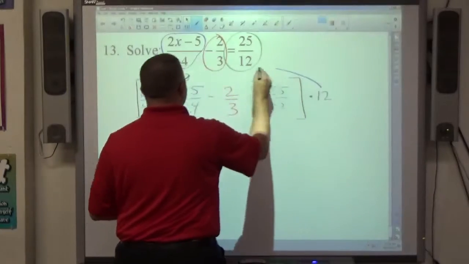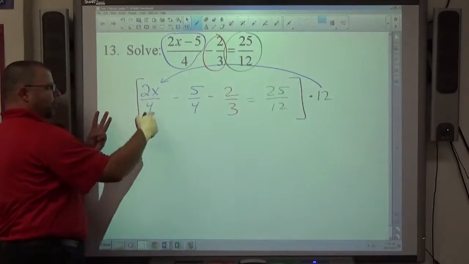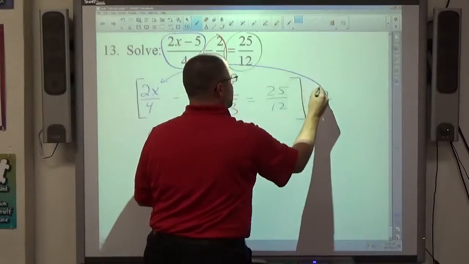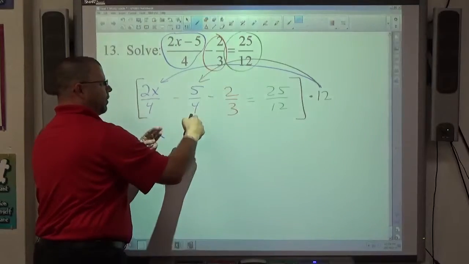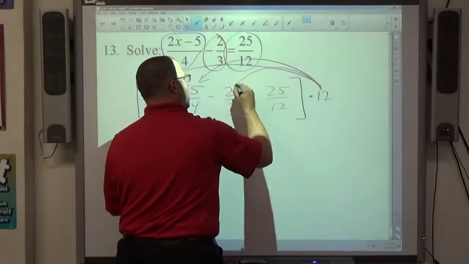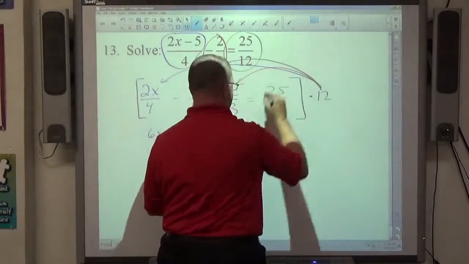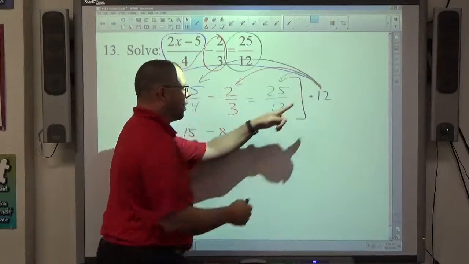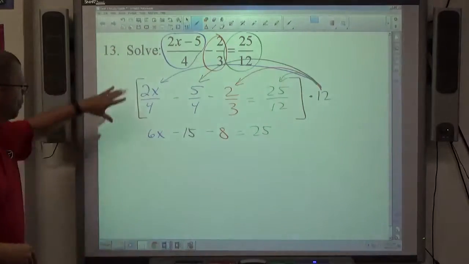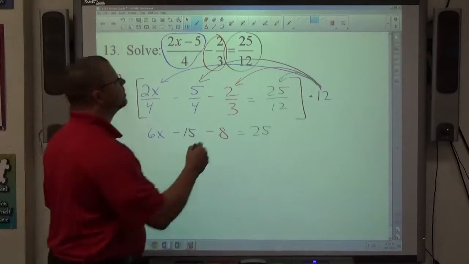So multiplying by 12 is going to fix this problem. I'm going to do 12 times 2x over 4, divide, then multiply. 12 divided by 4 is 3, times 2x is 6x. 12 divided by 4 is 3, times negative 5 is negative 15. 12 divided by 3 is 4, times negative 2 is negative 8. 12 divided by 12 is 1, times 25 is 25. And just like that, we go from a fraction equation into a basic whole number integer equation.